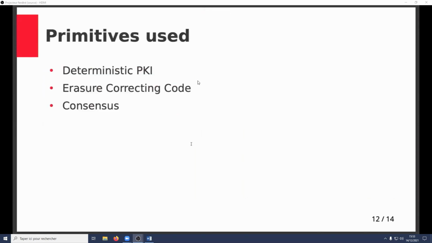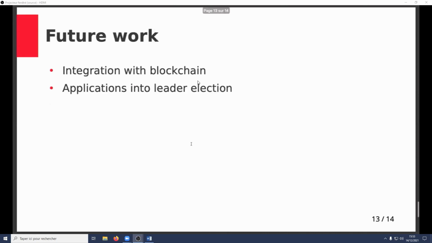So what did we use? We used deterministic public key cryptography, erasure correcting codes, and consensus. As future work, what we've been doing is integrating this random number generator in blockchains and studying applications of this random number generator into leader election.